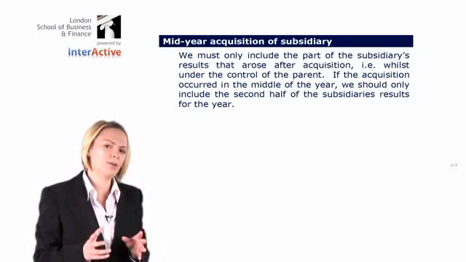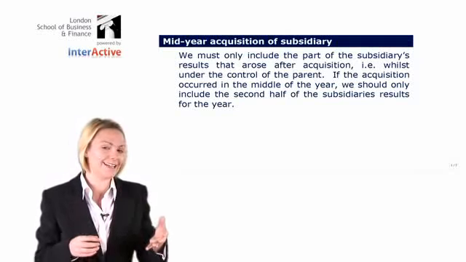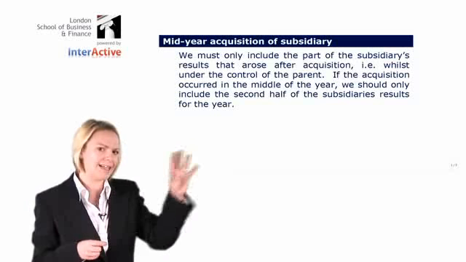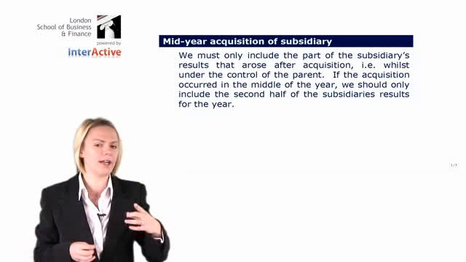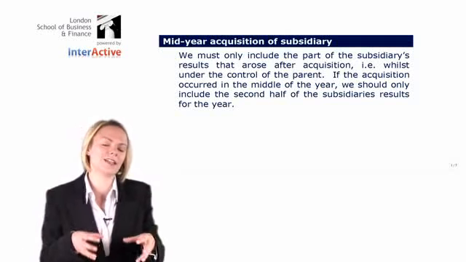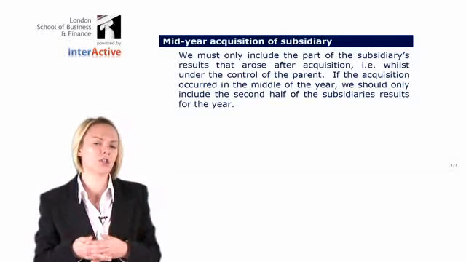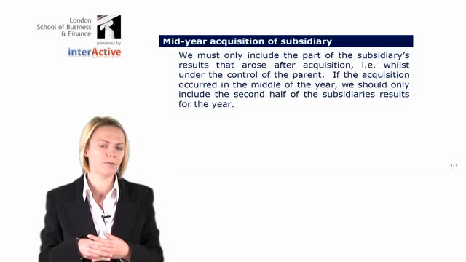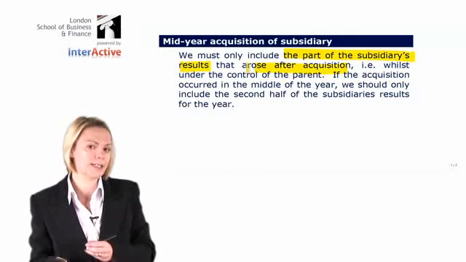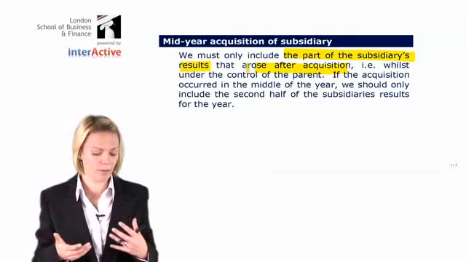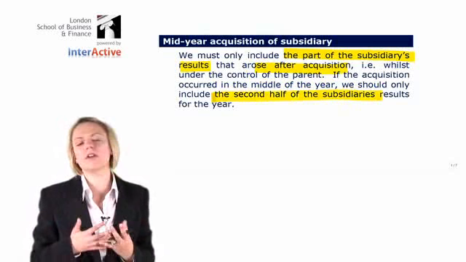Interestingly, if you had a mid-year acquisition of a sub and you were asked to do the Statement of Financial Position, you don't pro-rata the assets and liabilities, because the Statement of Financial Position is as at. You don't say, as at the year end, I only had half the subsidiary's assets and liabilities. That's not right. So mid-year acquisitions only affect the Statement of Comprehensive Income, and that's why we're talking about it now, and we didn't talk about it in previous sessions when we were looking at the consolidated Statement of Financial Position. So, we must only include the part of the subsidiary's results that arose after acquisition, i.e., whilst under control of the parent. If the acquisition occurred in the middle of the year, we should only include the second half of the subsidiary's results for the year.